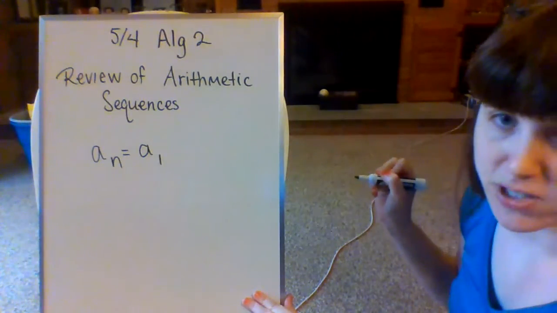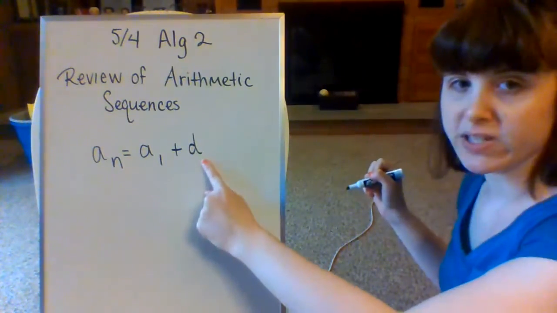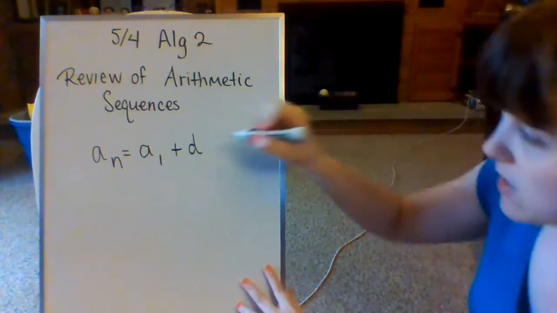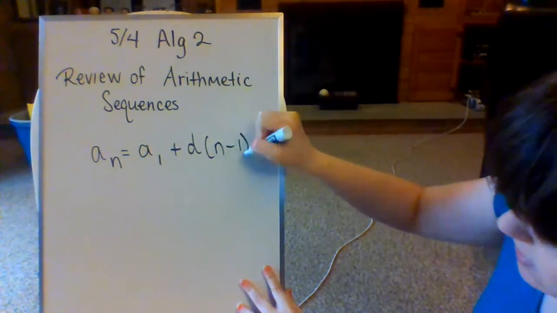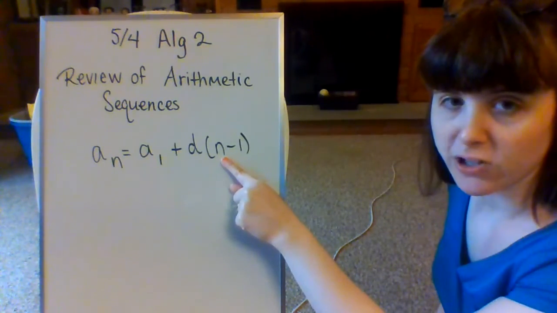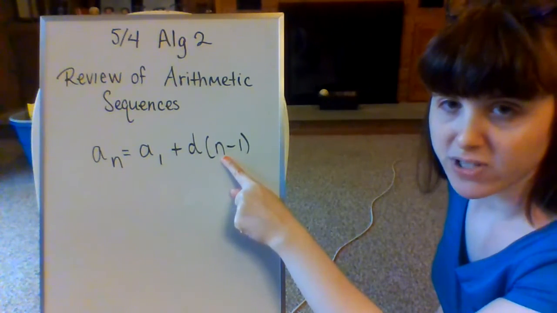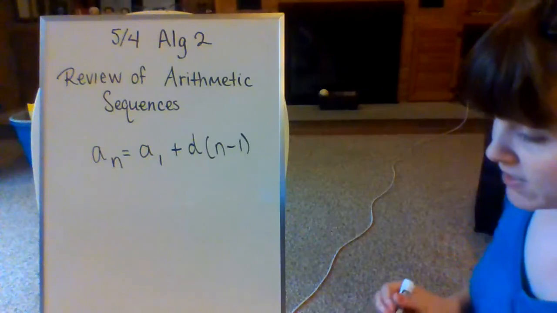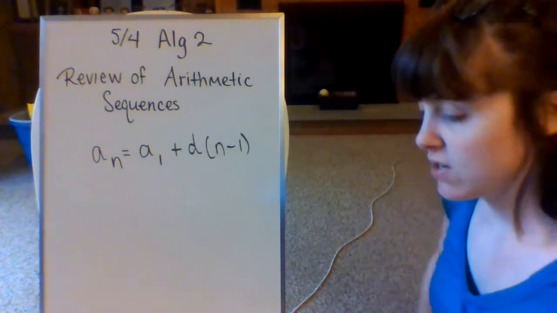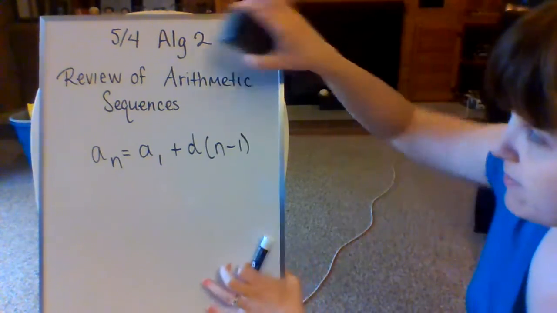A1 represents the first number in the list. This represents the common difference, or what you're adding or subtracting each time to get the next number. And then this number is the term of the sequence that they're looking for. So if they ask you for the 14th term, this number would be 14. Okay, so we're going to review how to find missing terms of a sequence or write equations for an arithmetic sequence.